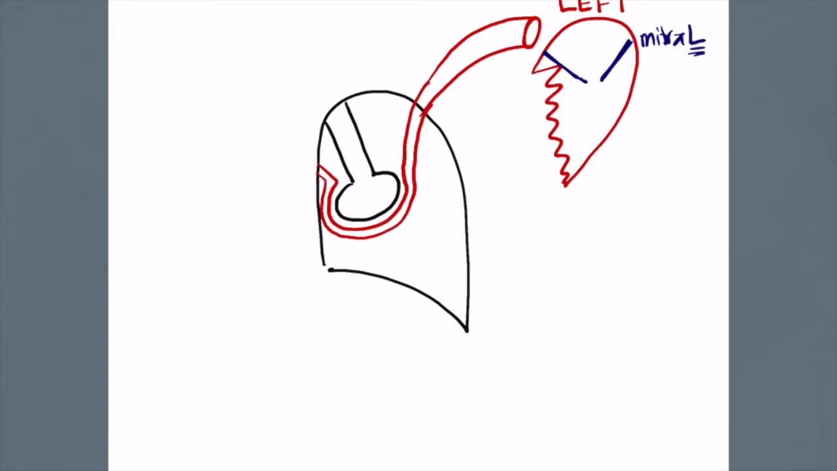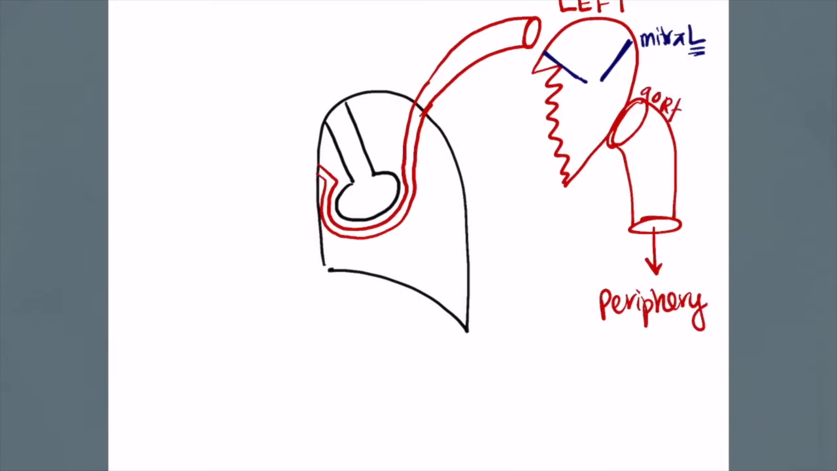Okay, well, here's the left side of the heart, and we said it pumps out to the main periphery via the aorta, right? So I'll just do a little truncated aorta here with blood going out to the periphery. So this is our aorta, which is how we get the blood out of the left side of the heart.